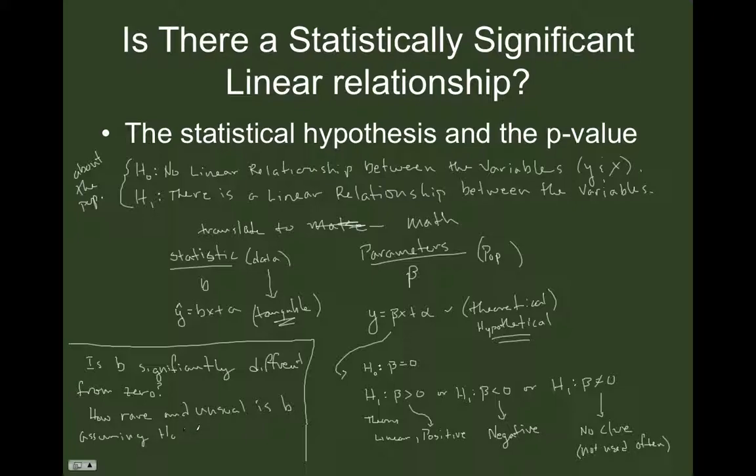H naught is true. So the idea here is that if H naught is true, then beta or B should be 0. That's what we expect. If H0 is true, we expect B to be 0. Now, if B is significantly different than 0, then our p-value will be small.